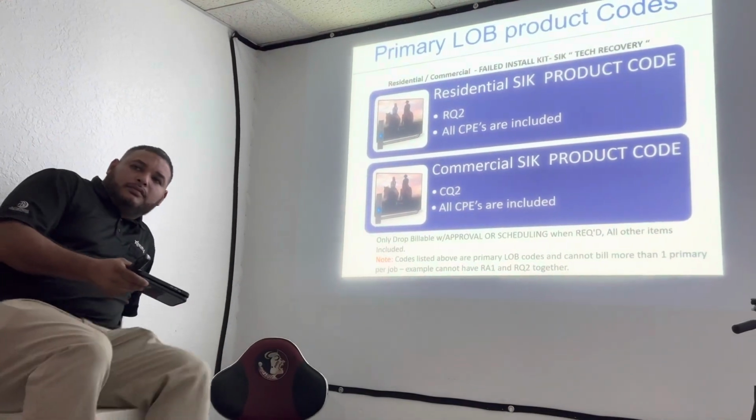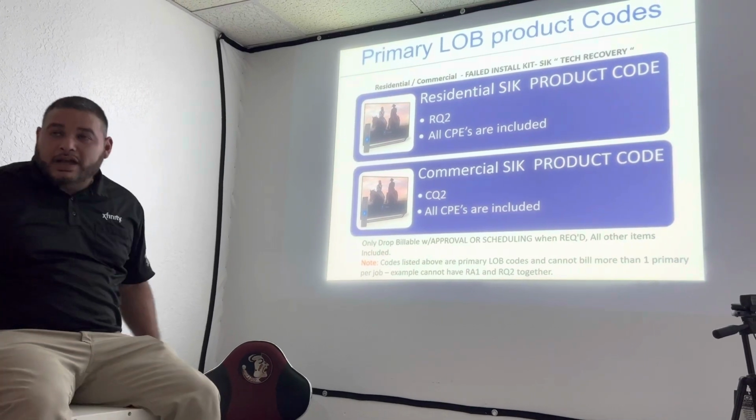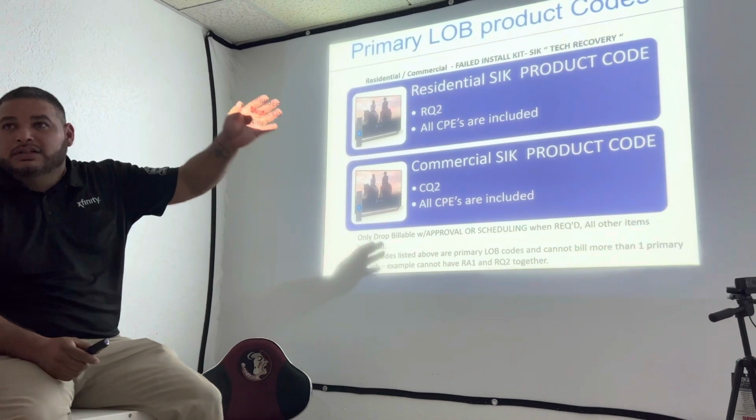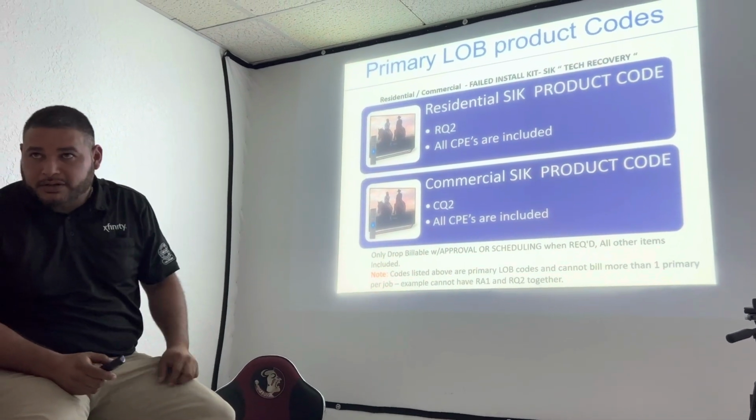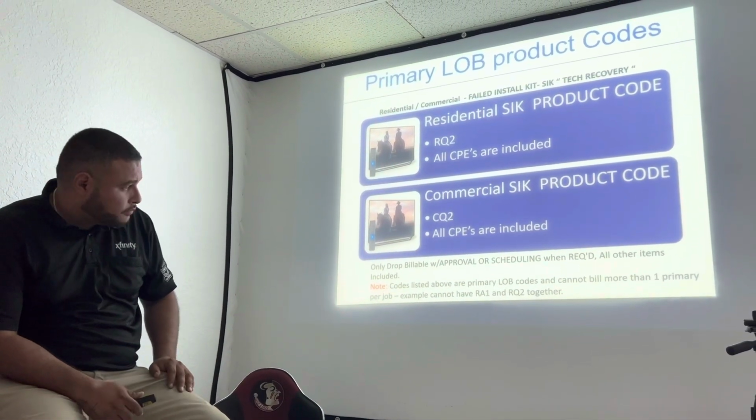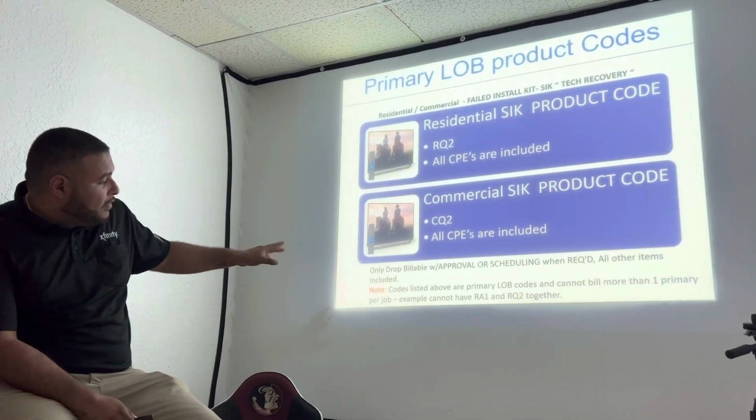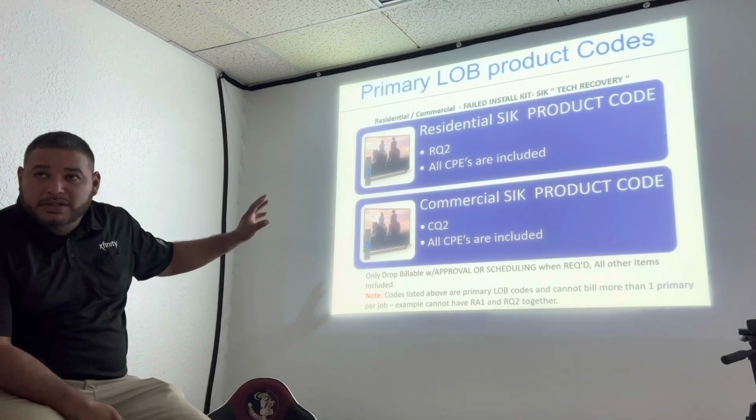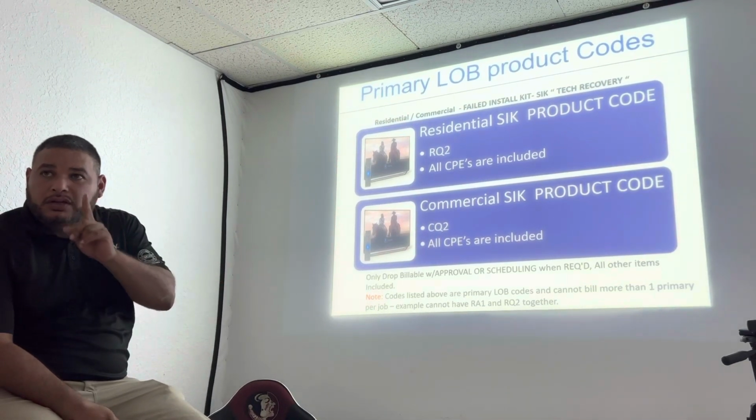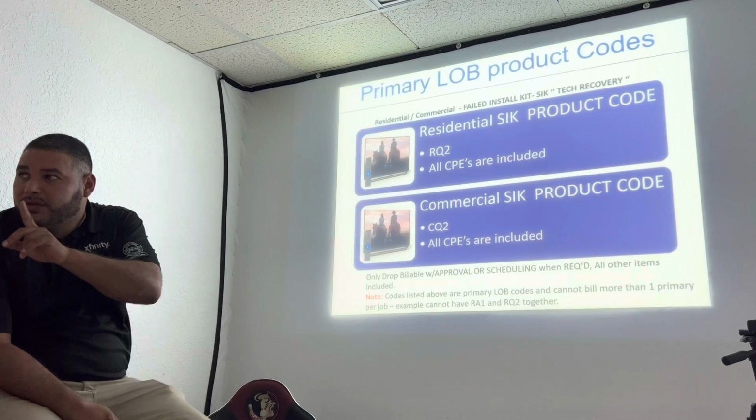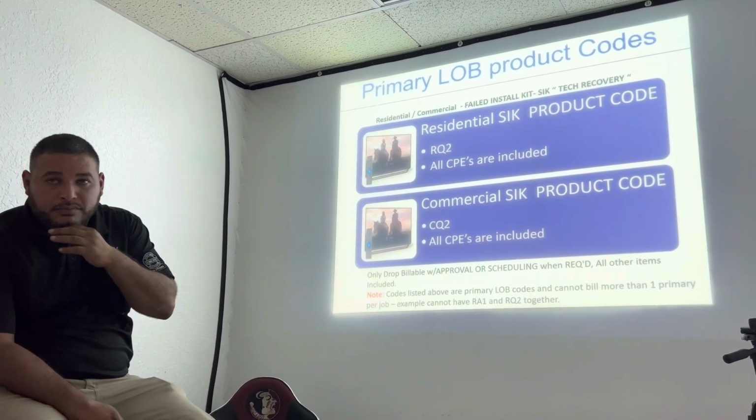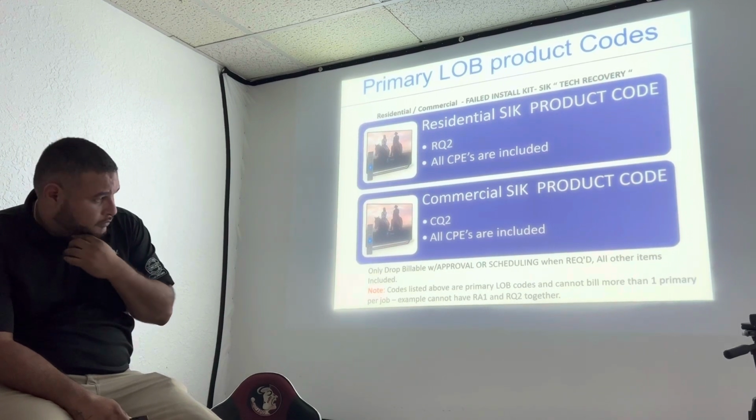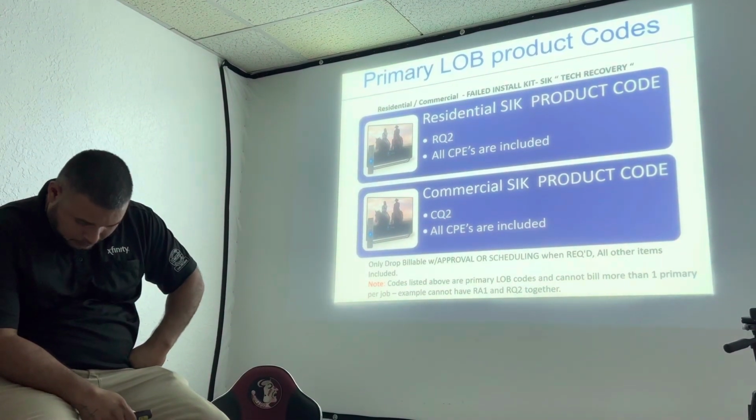So you said sometimes you have to replace the drop. Yes, so it'll be RQ2 plus the code for the drop replacement if it's an aerial on the ground. Now, we mentioned before that all drops, all primary line of business codes, are only to be billed one time, because that's the primary objective. So you can only bill them for one.